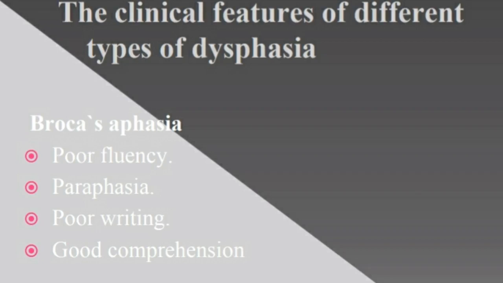The clinical features of different types of dysphasia. Broca aphasia is characterized by the following: because Broca's area is responsible for the production of speech and for fluency, if there is any lesion in Broca's area, there will be poor fluency, paraphasia, poor writing, and good comprehension.